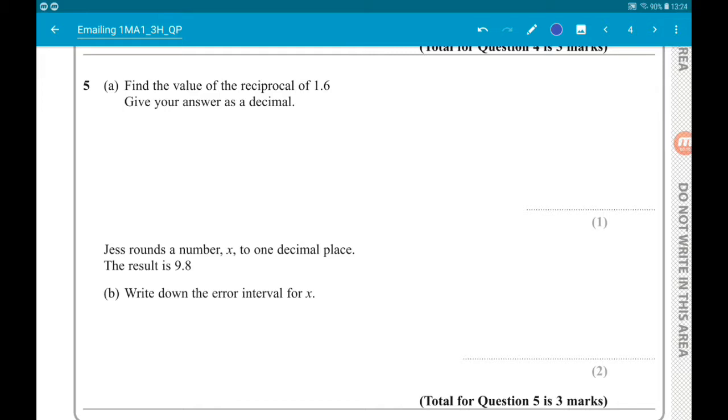Okay, number 5a wants us to find the value of the reciprocal of 1.6, giving our answer as a decimal. So all the reciprocal means is 1 over that number. So we have 1 over 1.6. Now, as a decimal, that is going to be 0.625.